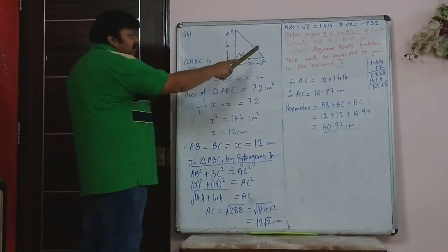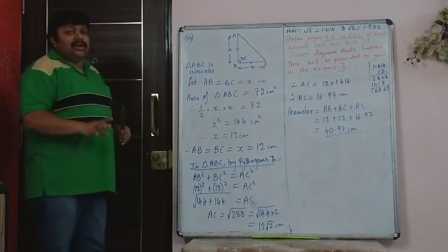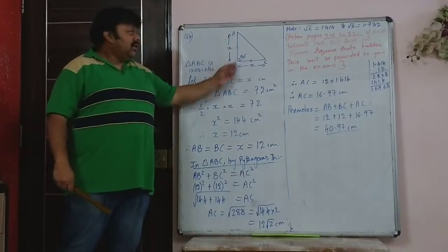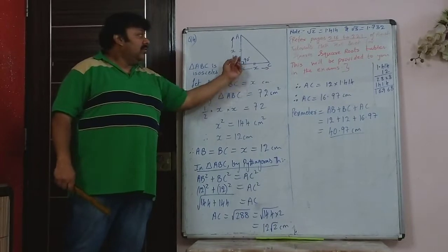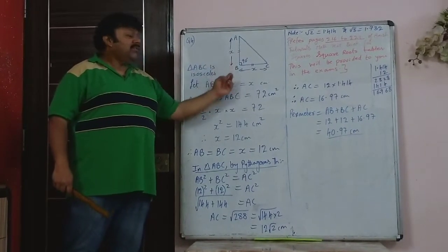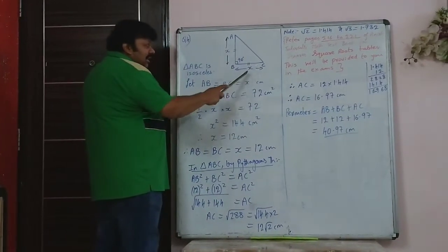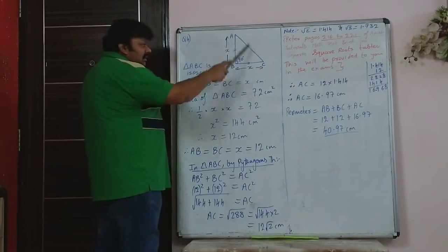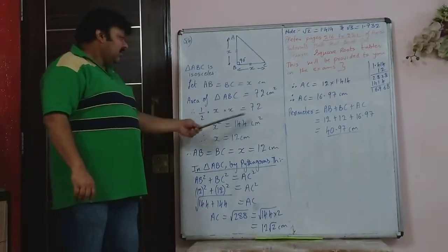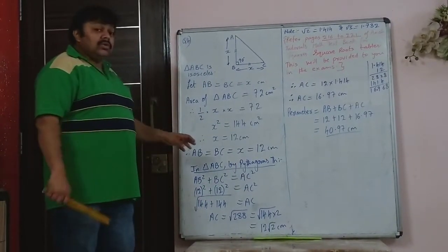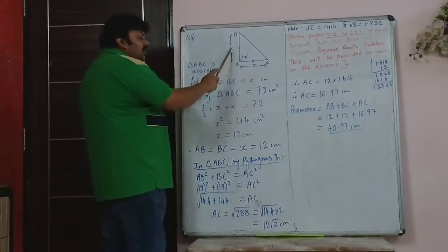So the area of this triangle is half base into height. Even if it is isosceles or any right angle triangle, the area of any triangle is half base into height. So if you consider BC as the base, then the perpendicular to BC, that is AB, will be the height. So half into base x into height x is 72. Therefore, x squared is 144, cross multiply. So x is equal to root of 144, that is 12 centimeter. So this side is 12, this side is 12.